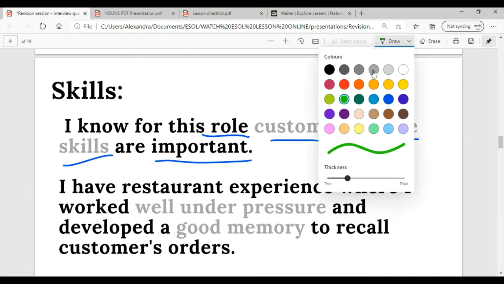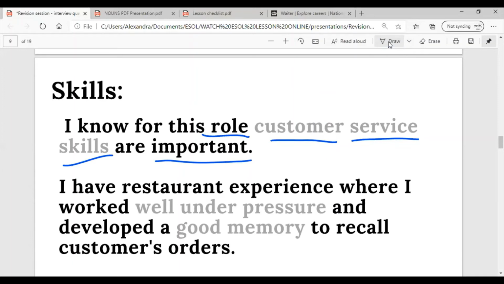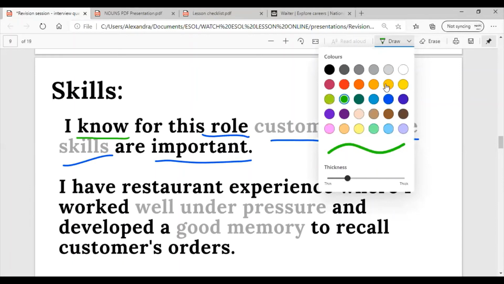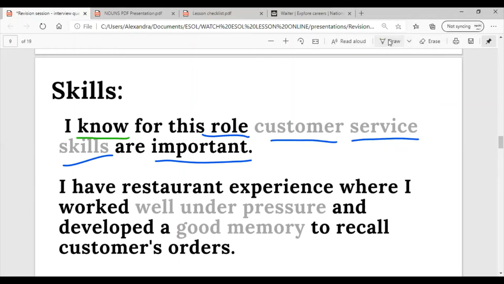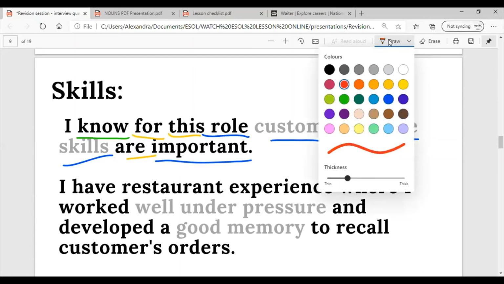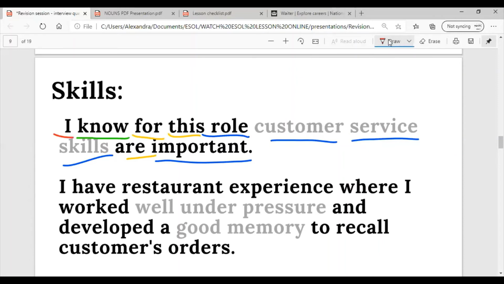We're now going to look for our verb, our action word. So "know" is our action word. This is one of those annoying spellings in English: "know" is spelled K-N-O-W, but it is a silent K, so when you say it, you're not saying that K sound. It's just one of those annoying English spellings, so a good thing to be aware of. And we've got our conjunctions, "for", "this" and "are", and then we've got our pronoun "I". Okay, so: I know for this role, customer service skills are important.